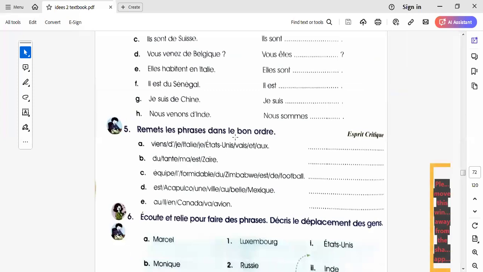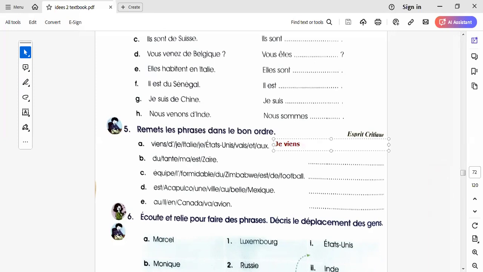Remettez les phrases dans le bon ordre. Rewrite the phrases in the correct order. Jumbled up sentences. So, whenever we have these type of sentences, first of all, we have to just find out the subject. Sure is the subject, and then we have always learned subjects with the verb. So, what is the verb? Bien.